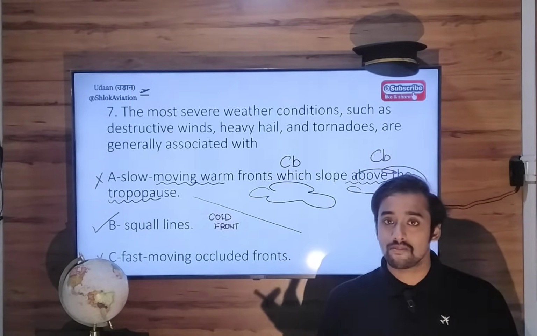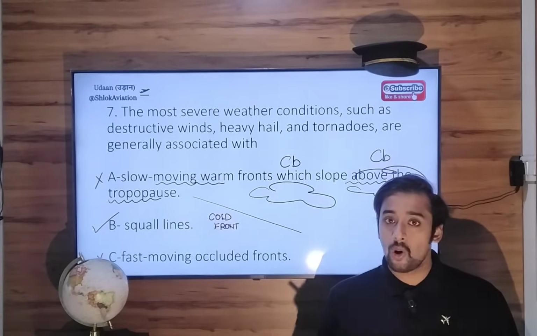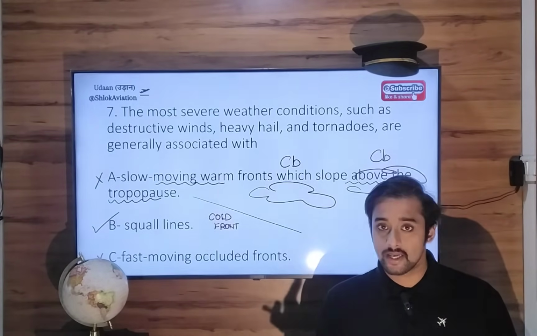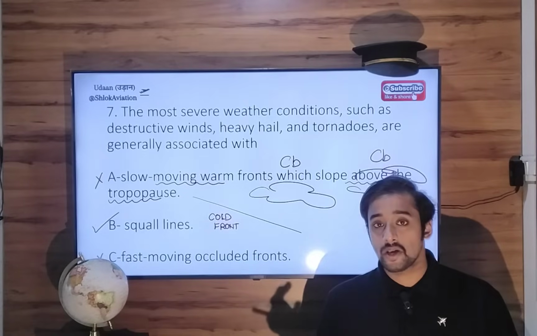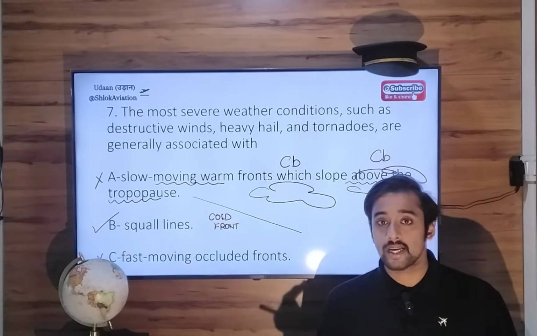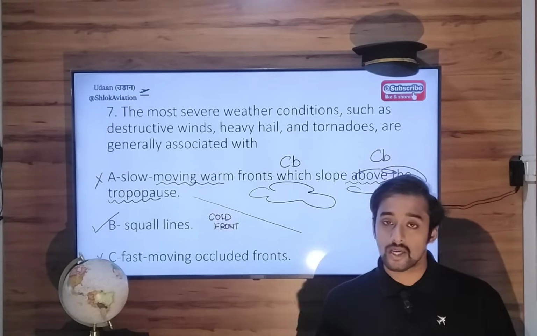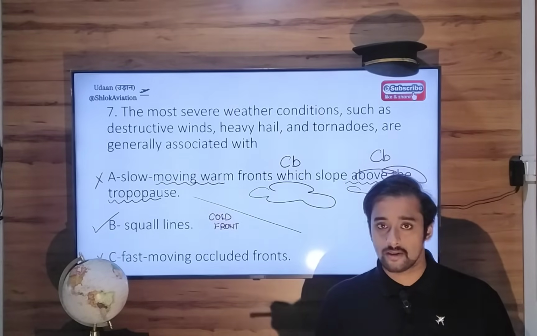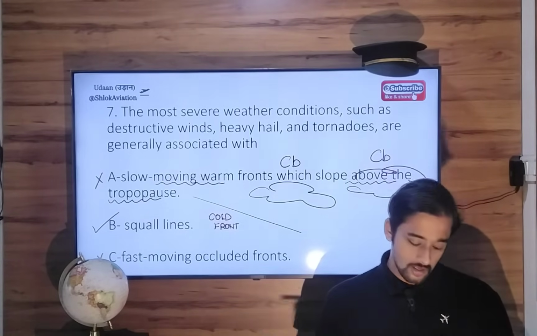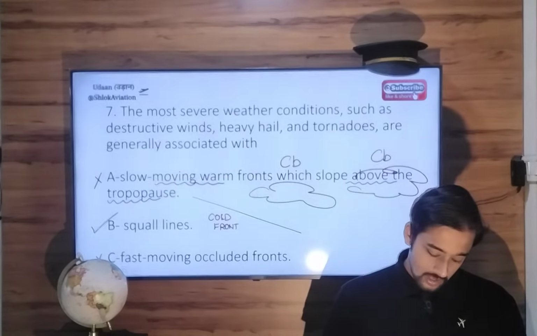And these cumulonimbus clouds, as you all know, are associated with unstable weather and hence fast, furious winds, hailstorms, lightning, tornadoes, etc. Apart from that, cold fronts, as opposed to warm fronts, are also associated with bad weather. Bad or worse weather, worse than warm fronts. So option B will be the correct one.